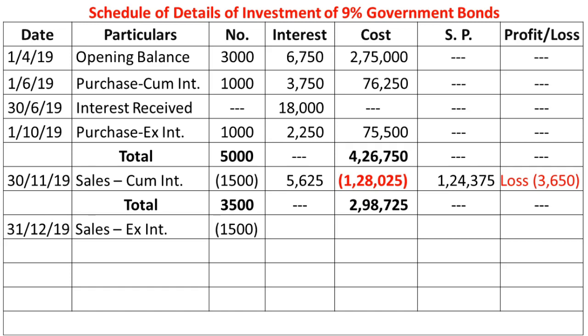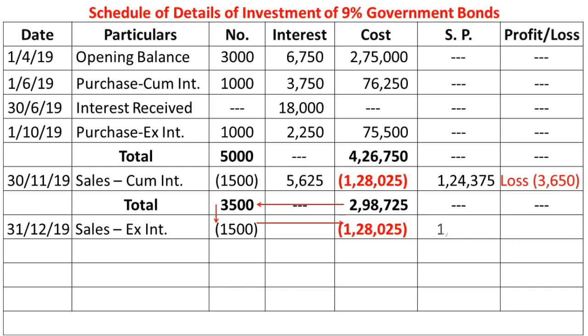Now here we require to calculate the cost of sale. How to calculate the cost of sale? Total cost divided by total number multiplied by number of bonds sold. So the total cost here is 2,98,725 divided by 3,500 multiplied by 1,500. So the total cost of sale is 1,28,025.